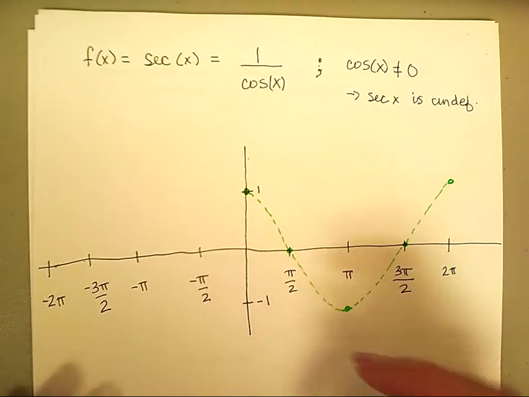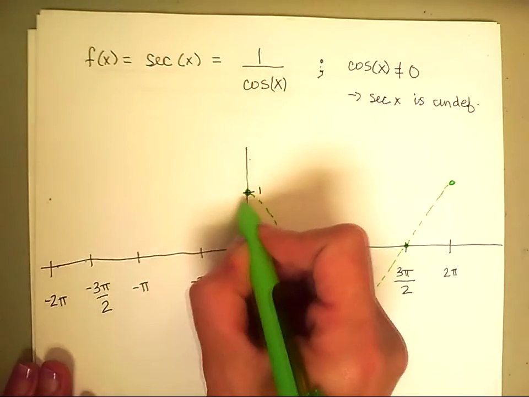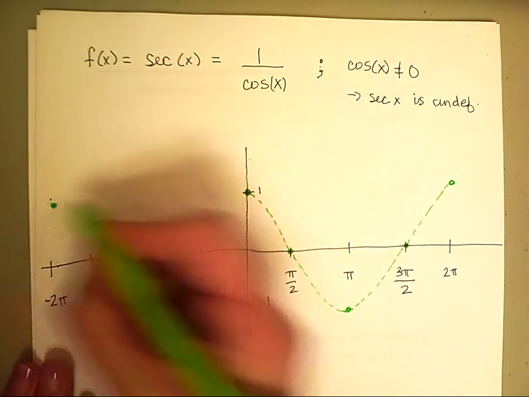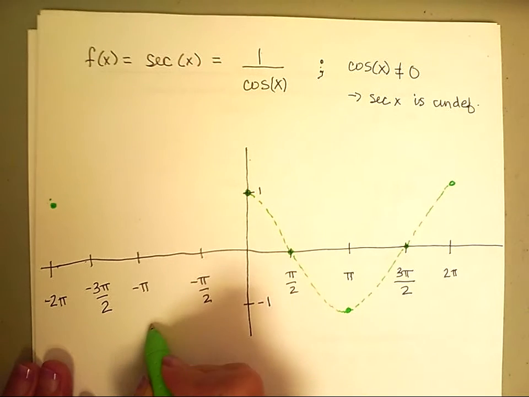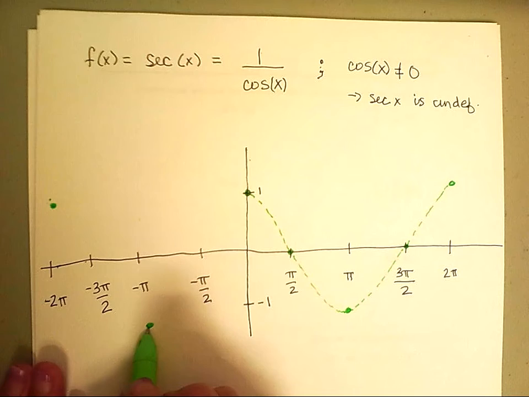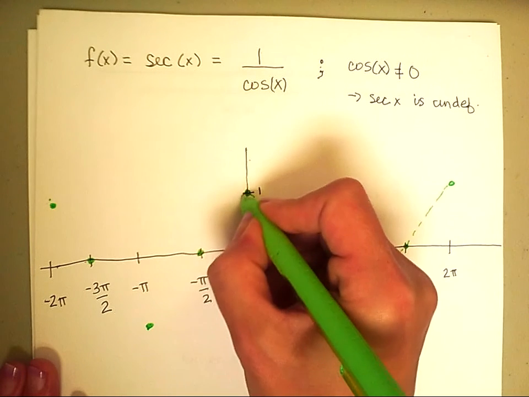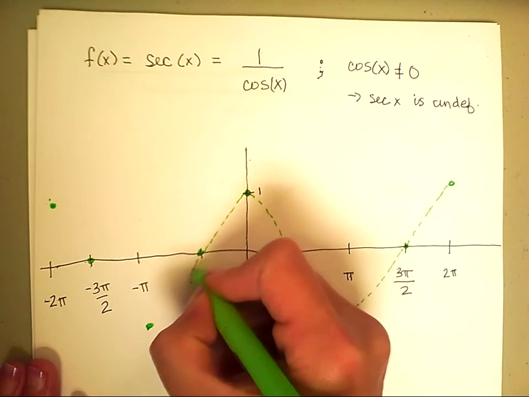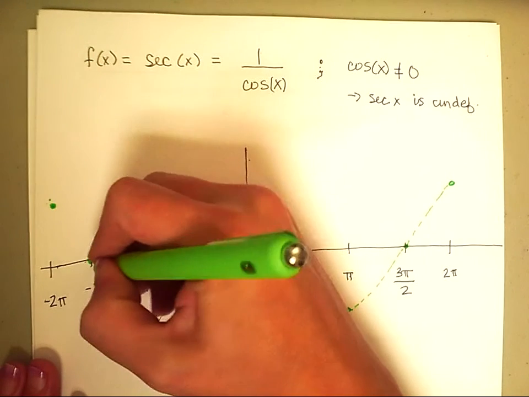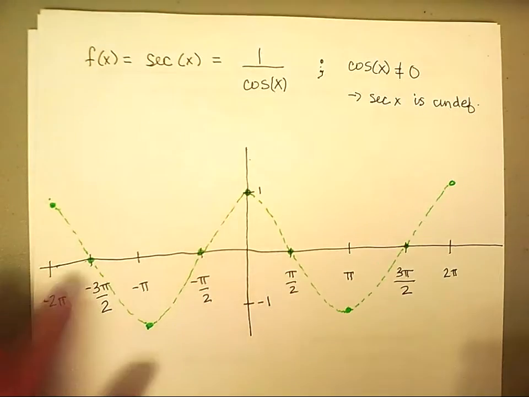Now let's put another cycle of cosine in. If we went in the opposite direction, then at negative 2 pi, it would also be at 1. At negative pi, it would be at negative 1. And then again, halfway in between would still be at 0. So here's me putting in the cosine in the negative direction.